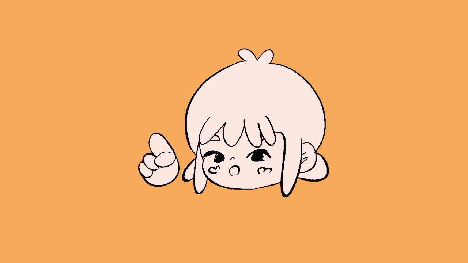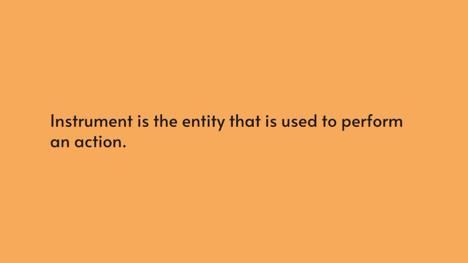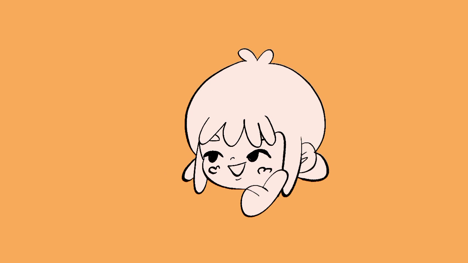Now, we are gonna move to the instrument. Instrument is the entity that is used to perform an action. For example, Honey cut her hair with scissors. The word scissors is the instrument that is used to cut her hair. Is it quite clear, right?